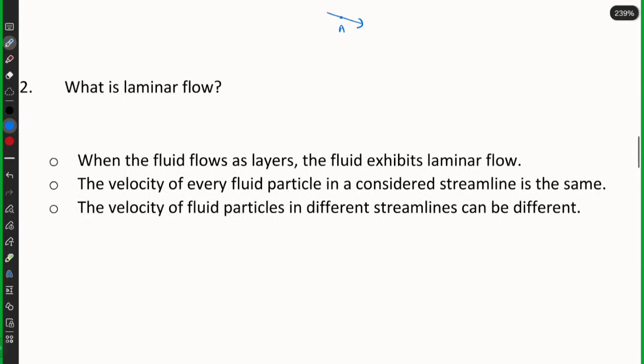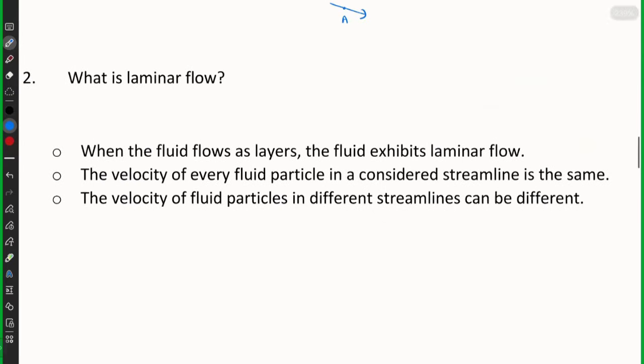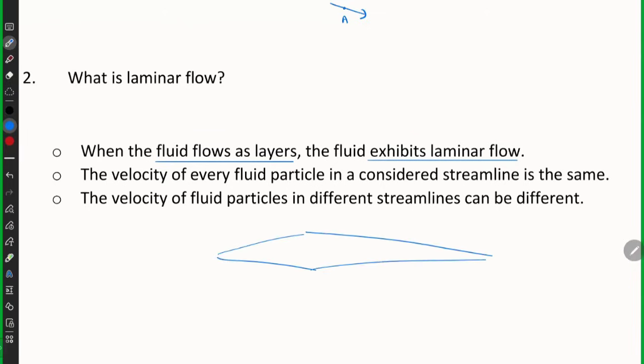Good. So now we're going to see what laminar flow is. What is this laminar flow? When the fluid flows as layers, the fluid exhibits what we call laminar flow. So when the fluid flows as layers, we see what? Laminar flow. A layered flow of what? Fluids. So basically something like this. So we have layers that move, right? Layer wise, the fluid moves.